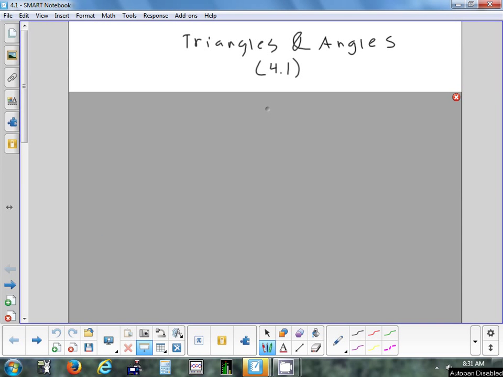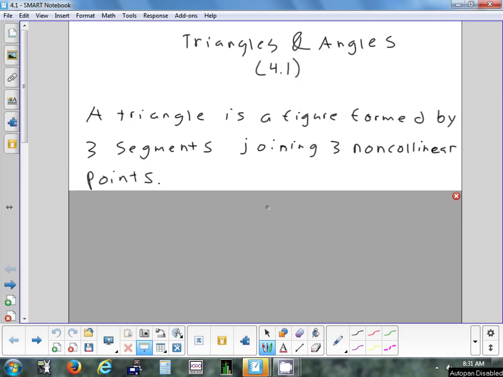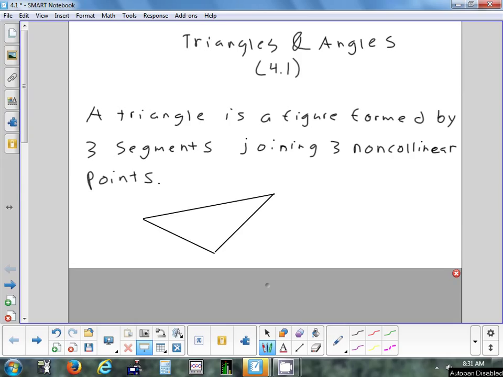Okay, so today we're going to take a look at triangles and angles, which is the start of chapter 4, section 4.1. And we'll start out with just what the basic definition of a triangle is. A triangle is a figure formed by three segments, and the three segments are connecting 3 points that are not on a straight line. They're non-collinear. If you had 3 points that were on a line and you connect them, you wouldn't have a triangle. They have to be non-collinear. So there's an example of a triangle.